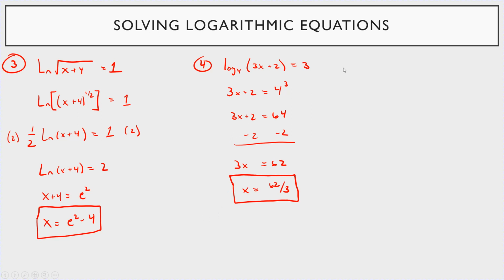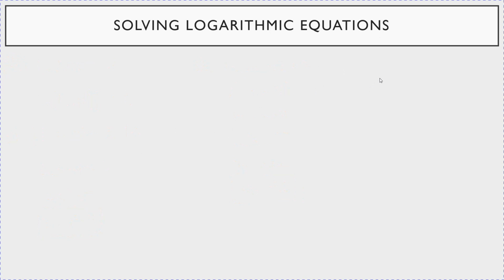All right, let me take these problems and let me now add maybe one more layer of complexity to it. Let's look at log base 6 of x plus 5 plus log base 6 of x is equal to 2. So this is like, shucks, now we have 2 logs here. How do we handle this?